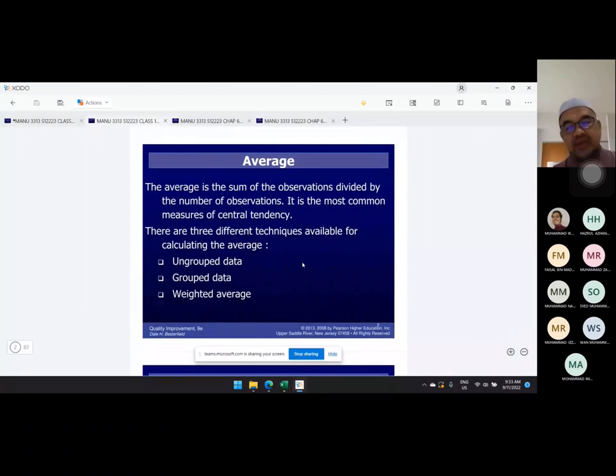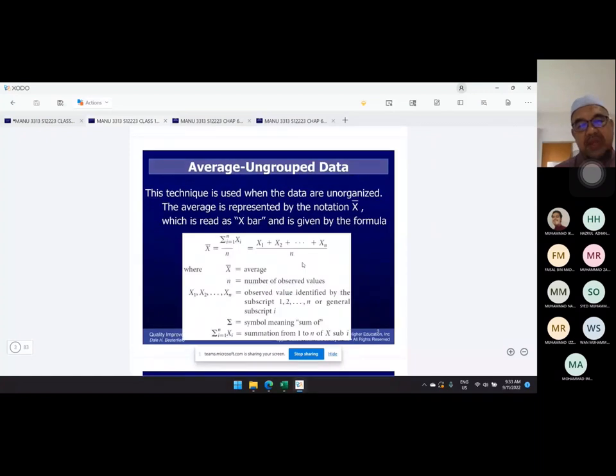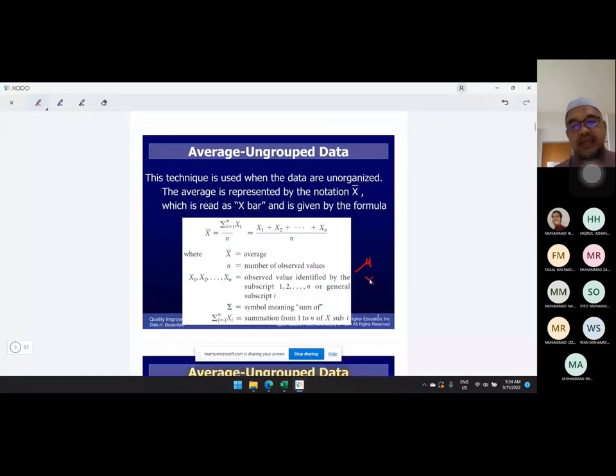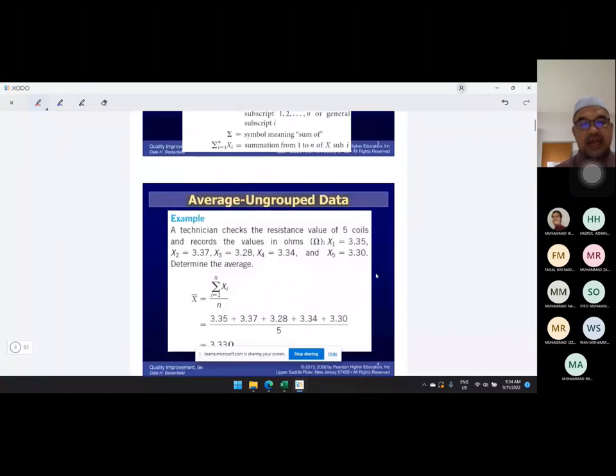It depends on our data whether it is grouped or ungrouped. For ungrouped data, I'm sure you know the mean, mu or x bar. Make sure you write properly which one is mu and which one is x bar. And of course, there is an example here to remind ourselves how to calculate x bar.